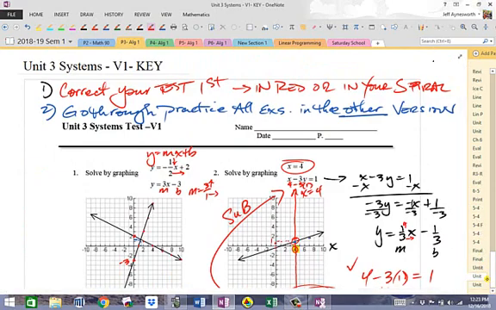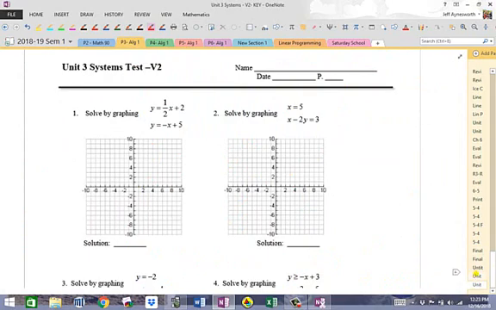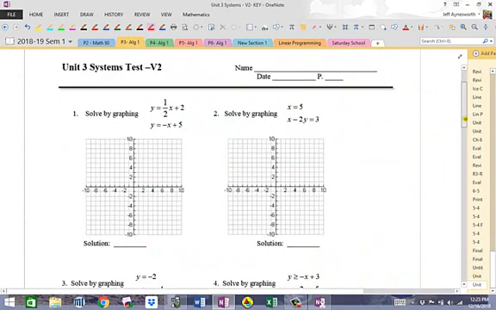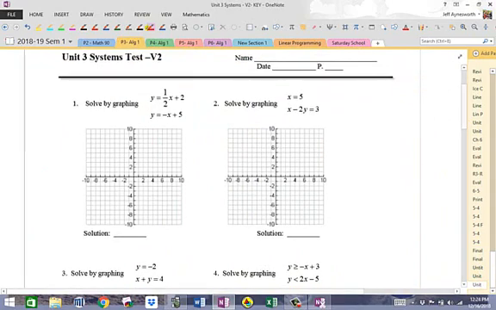If you're version 1, then I want you to practice version 2. So continue with me in the video. If you're version 2, you've got to go back to version 1. Okay, so here we go. Let's get started on version 2.